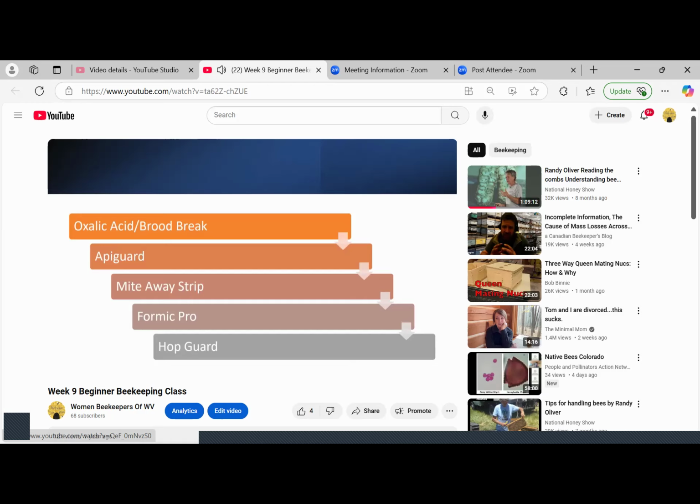And then the oxalic acid and the hops, so those are all natural. And then kill by physical means, and by trapping: screen bottom boards and powdered sugar. Mite trapping doesn't kill your bees. Screen bottom board doesn't kill your bees, but the powdered sugar will kill your bees. So just to let you know, I'm not a fan of that either.